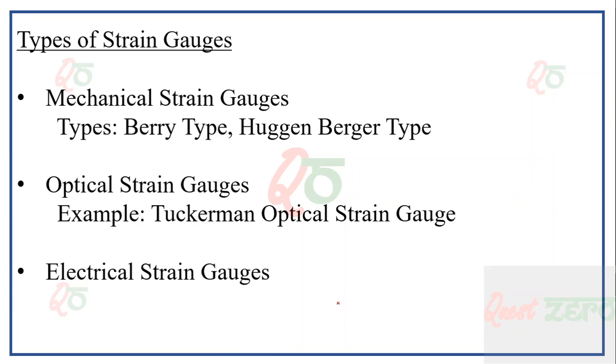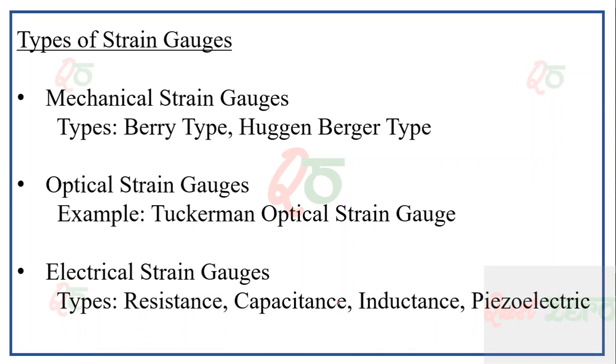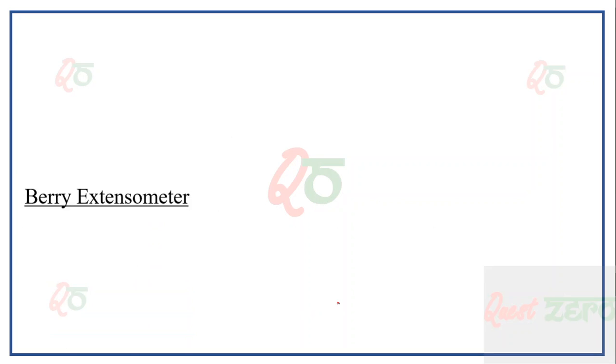And the last type is electrical strain gauges, which includes strain gauges based on change in resistance, change in capacitance, or change in inductance, or it could even be piezoelectric types of materials employed for strain gauges. So these four will contribute to electrical strain gauges.